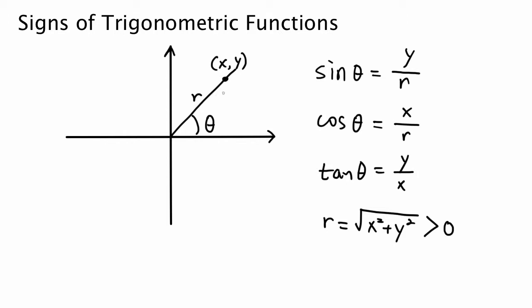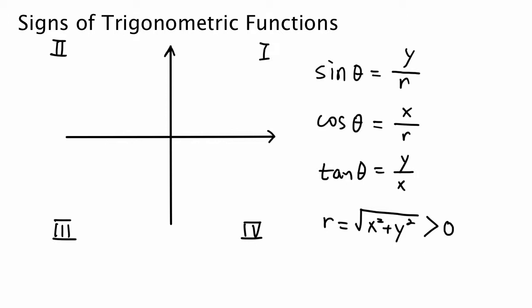Depending on the location of theta, (x, y) could be anywhere in the four quadrants. So there are four quadrants in the xy plane. In the first quadrant, both x and y are positive. In the second quadrant, x is negative, y is positive. In the third quadrant, both x and y are negative. In the fourth quadrant, x is positive and y is negative.